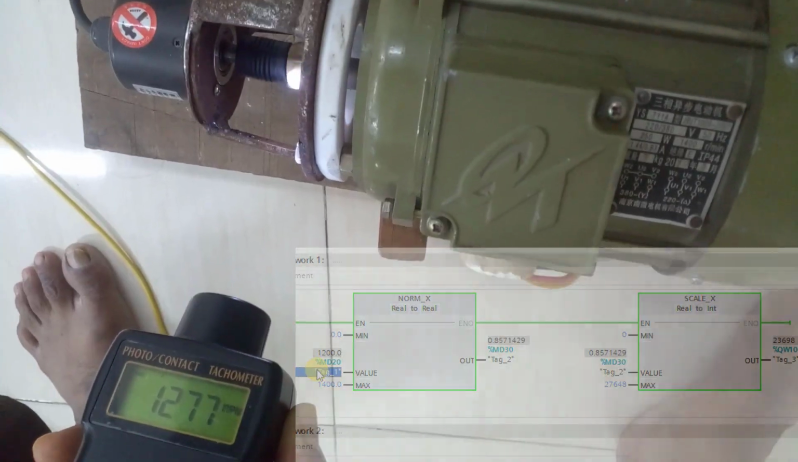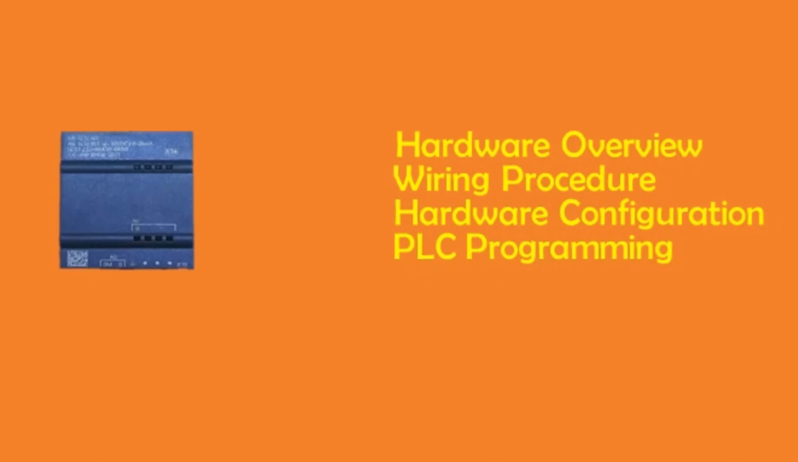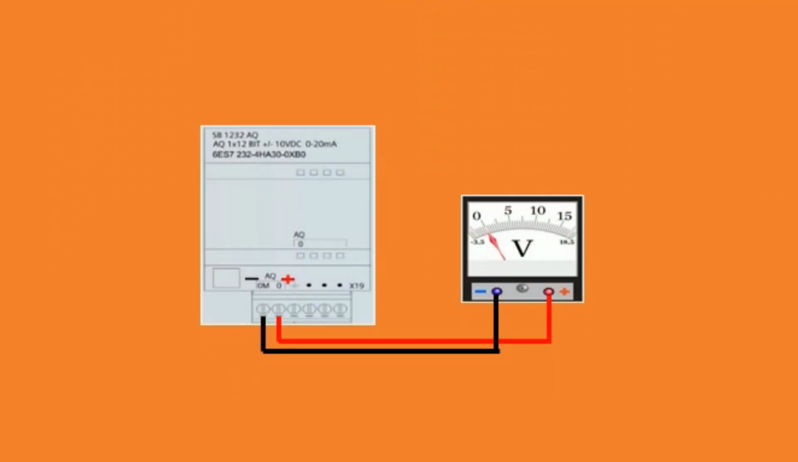In today's video, we'll learn how to use the Siemens S7-1200 Analog Output in a real process application. Through this video, you will come to know about the analog output hardware overview, wiring procedure for analog output, hardware configuration and programming in TIA Portal software, and finally perform a test operation for S7-1200 PLC analog output.